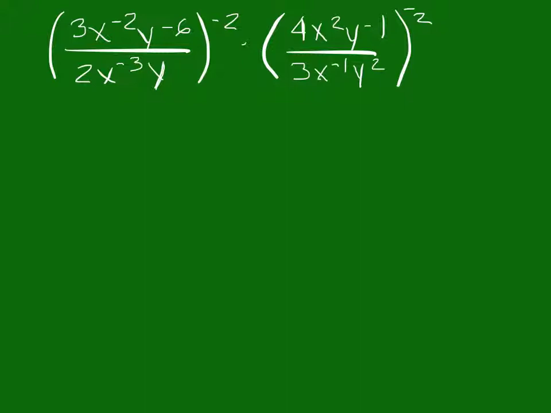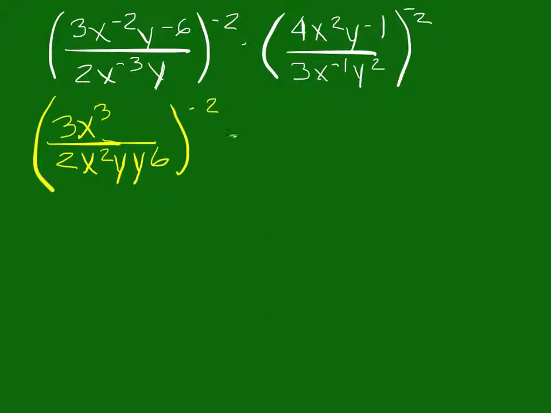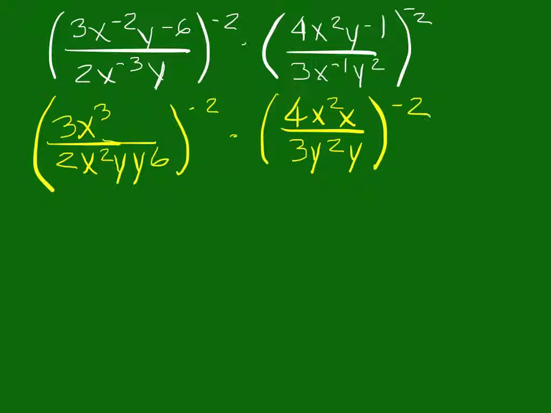Start on the left, and you'll end up with a 3 over 2, but your x's are going to switch. They're both negative. You'll have x to the 3rd on top, x to the 2nd on the bottom. Your y stays on the bottom, and there's a y to the 6th that goes with it. And we're going to keep this to the negative 2 power for now. On the right, it's 4 over 3, and then the x squared stays on top, and the x goes with it from the bottom. Y squared stays on the bottom, and the y from the top goes with it.